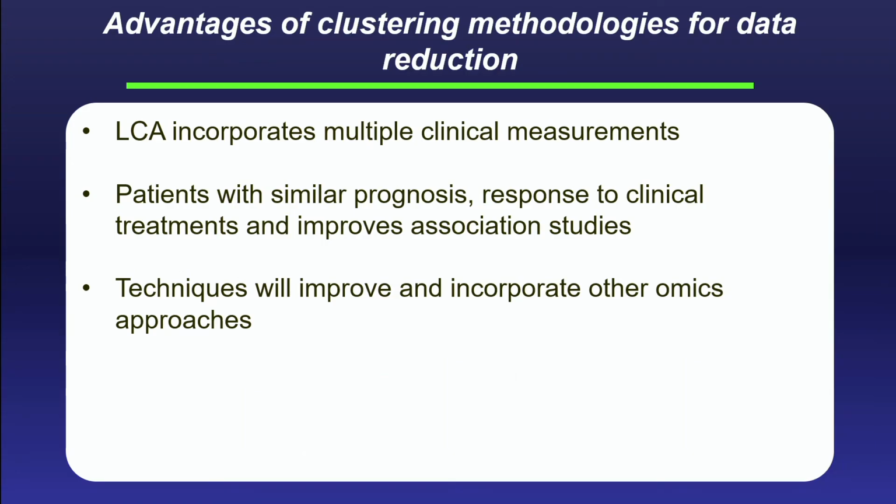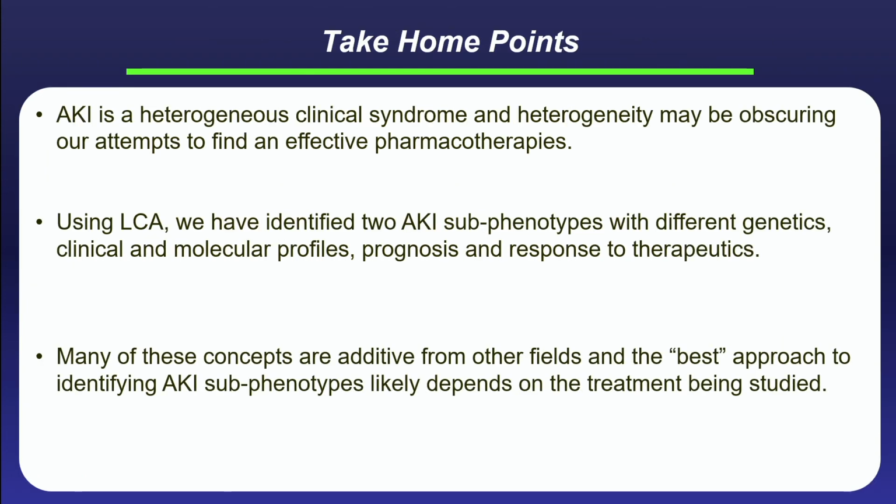And so the advantages of a clustering methodology: we can identify these disease subgroups. They potentially may respond differently to clinical treatments. And then these techniques are incorporating other omics approaches and getting more advanced as we go. And so the take-home points: AKI is a heterogeneous clinical syndrome, and heterogeneity may be obscuring our attempts to find effective pharmacotherapies. Using LCA, we've identified 2 AKI subphenotypes with different genetics, clinical and molecular profiles. And then many of these concepts are additive from other fields, and the best approach to identifying AKI subphenotypes likely depends on the treatment being studied.